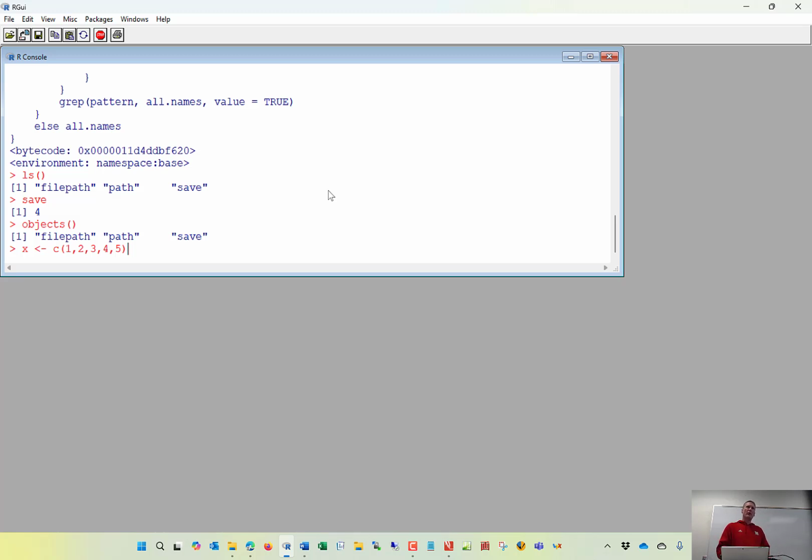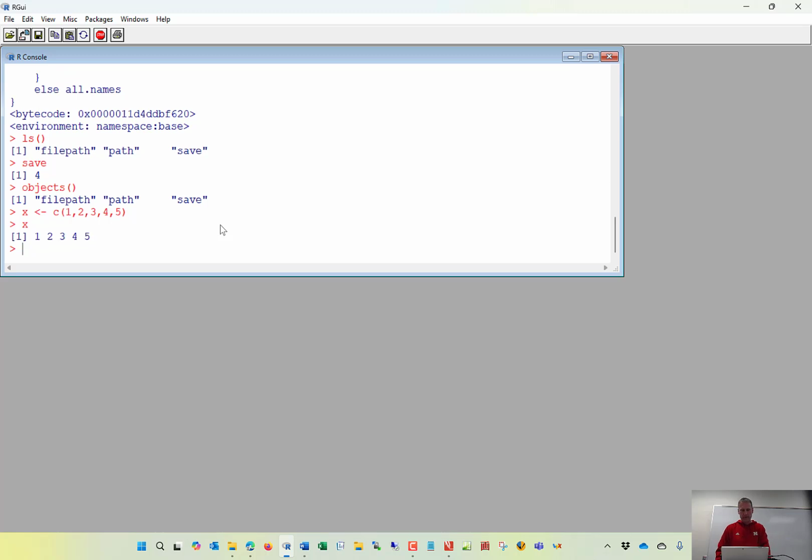So to create this simple data form, I can combine together, that's what the C function does, or officially it's called concatenate. I can combine together the numbers 1, 2, 3, 4, 5, and put it into an object called X. And something I forgot to also mention here is that whenever I do use this assignment, this X less than dash, or X equals, it's often referred to as the word gets, G-E-T-S. So X gets the results from using the C function when I'm combining together 1, 2, 3, 4, 5, and there's my data.